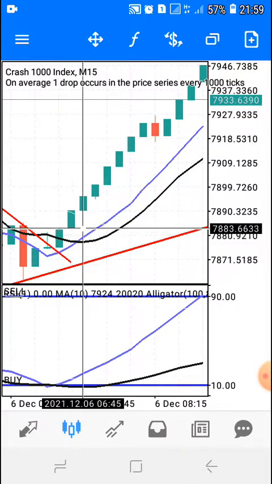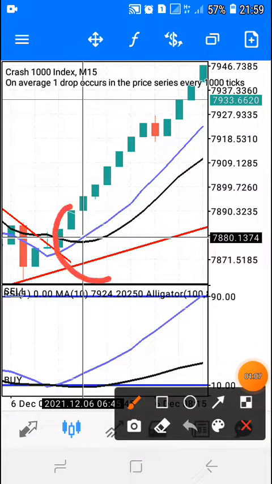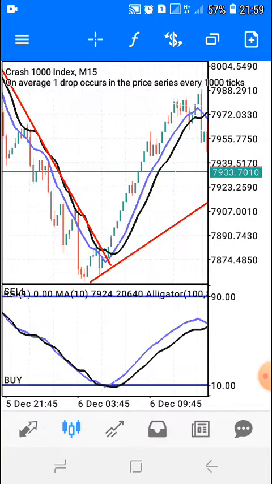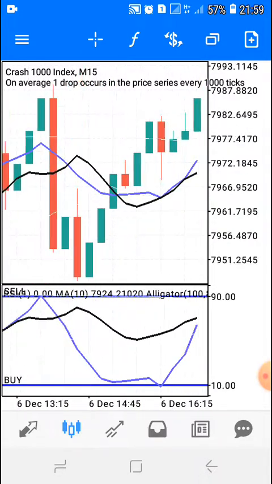Check this out. Here was a crossover. So you guys, here's the crossover, right? So what happened after that crossover happened? The market decided to go up. Okay, and you can see there were crossovers over here as well, but the market played around.